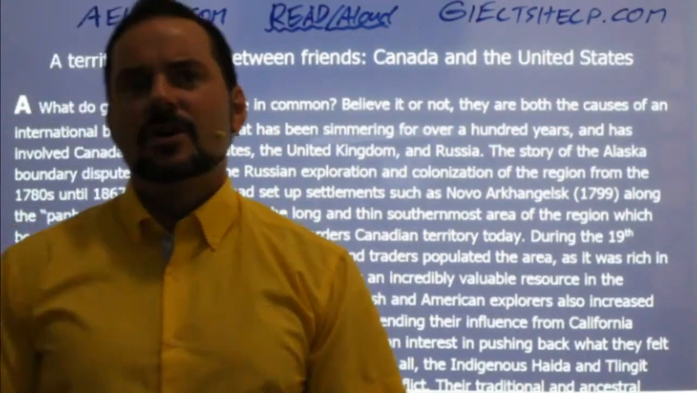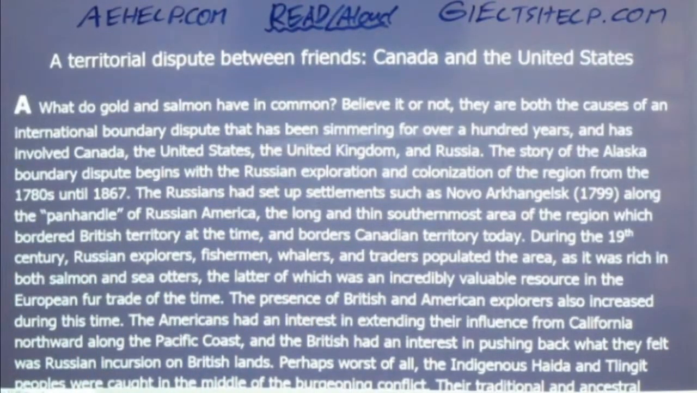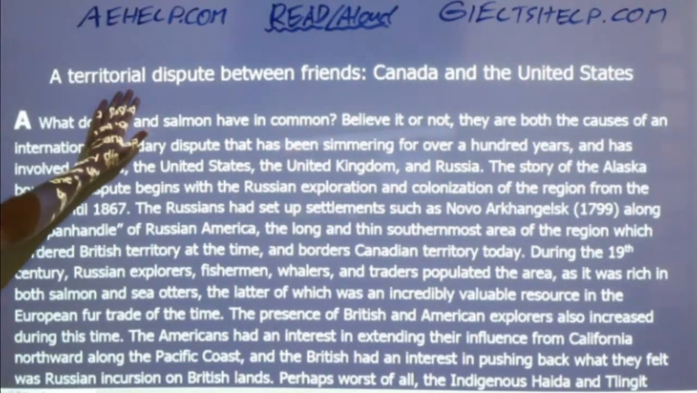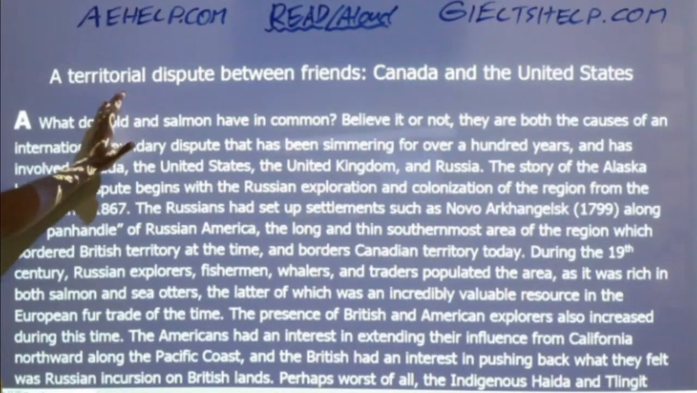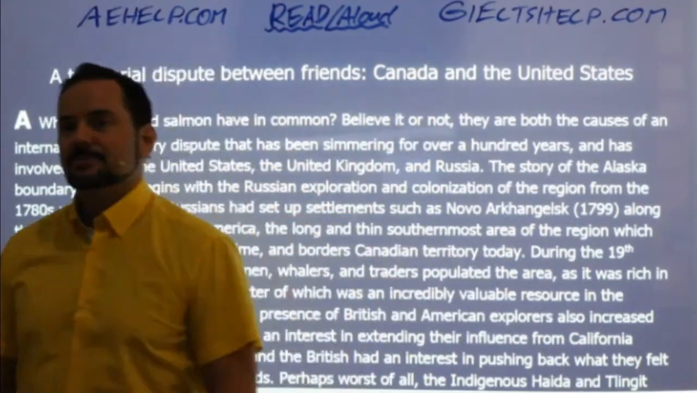Okay, so we read the title. Now, what do you think it's about? So based on this title, what might you assume, or what might you guess that this passage is about?